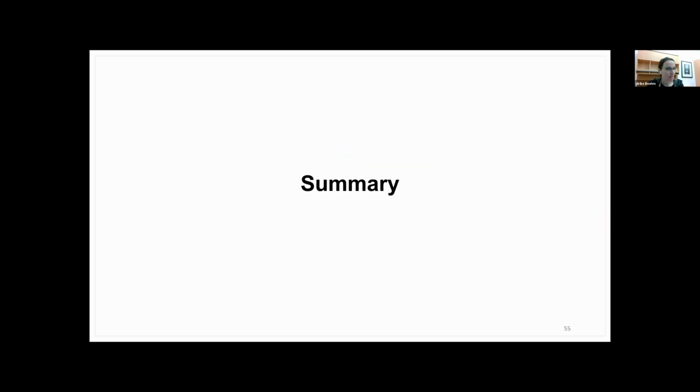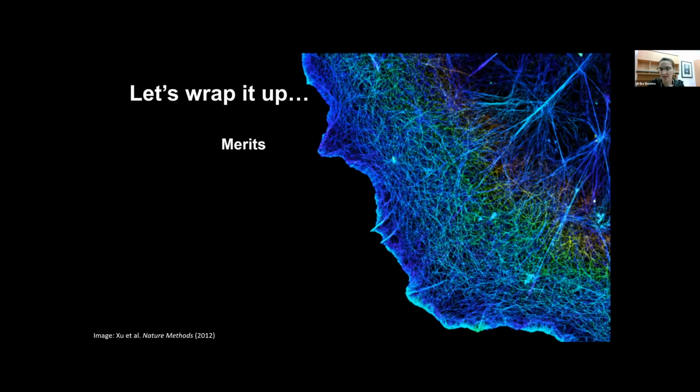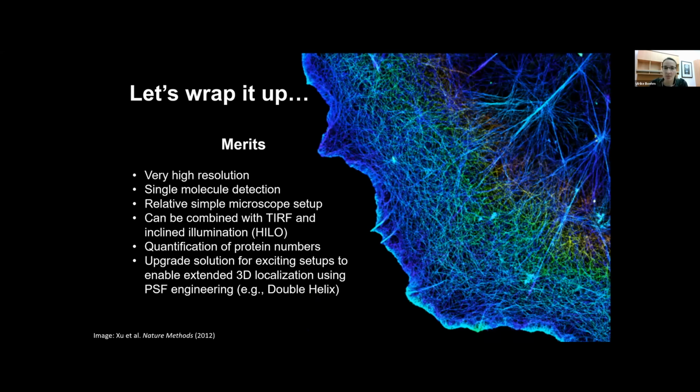Anyway, let me briefly summarize the advantages of single molecule localization microscopy. It's a very powerful method, which gives you very high resolution. As I've mentioned, also due to the name, it allows you to detect single emitters and single molecules. You can also apply this in 3D and so on.